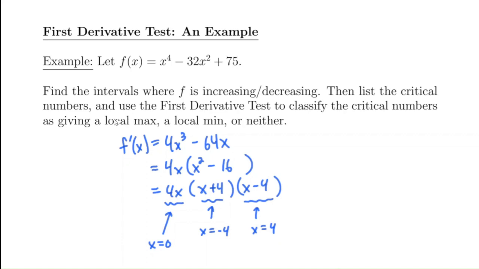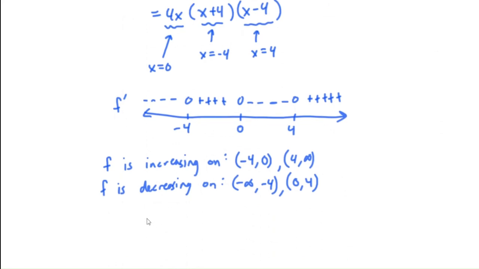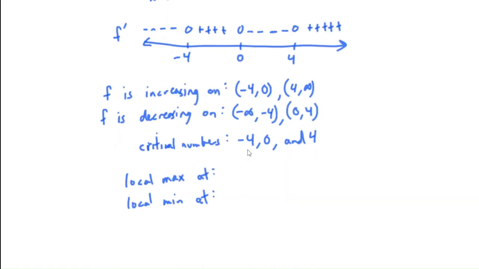It says to list the critical numbers and use the first derivative test to classify them. Well, our critical numbers are these three numbers: negative 4, 0, and 4. Okay, those are the three critical numbers. Now let's use the first derivative test to classify those three critical numbers.